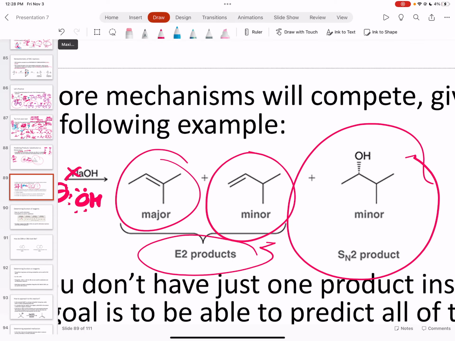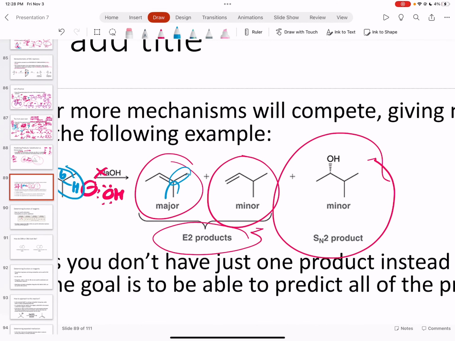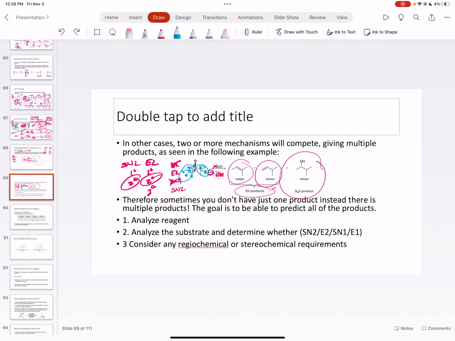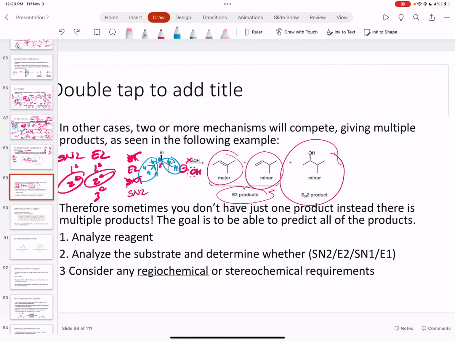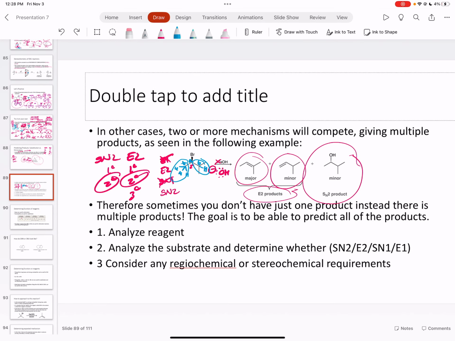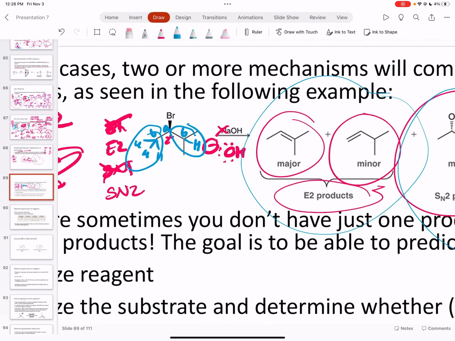We don't have any cis or trans because we cannot technically tell priority groups right now. So we're not thinking about cis and trans. We're just focusing on the amount of products we can get, which is 2. So we have 2 E2 products and we have 1 SN2. And you would say, why is the elimination the major?